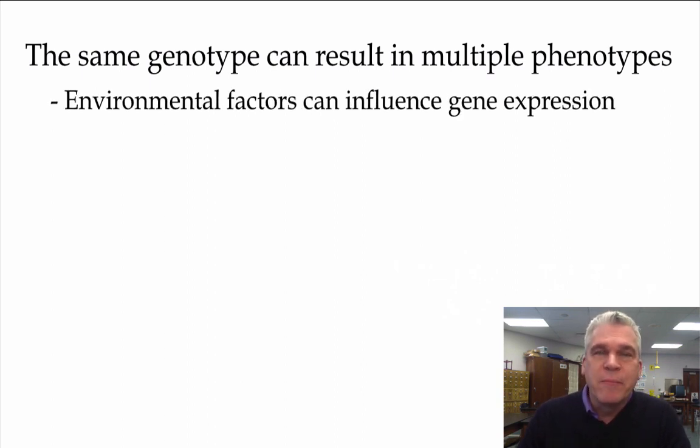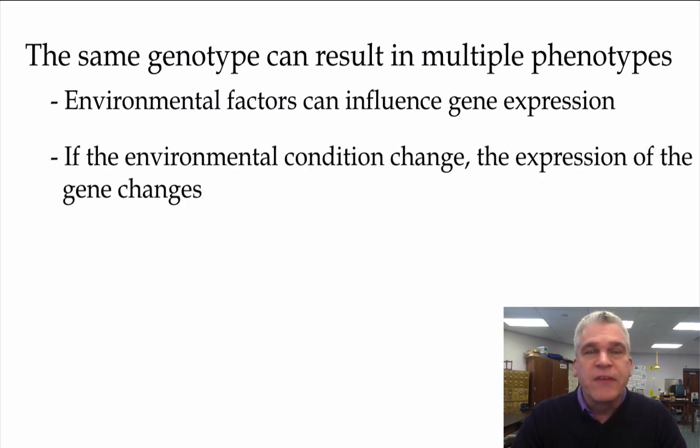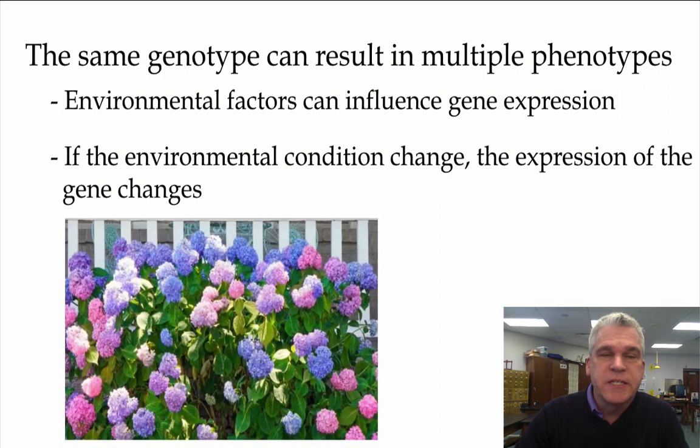We know that environmental factors can influence gene expression. If the environmental condition changes, then the expression of that gene will change. So for instance, here we see some hydrangeas. Now these flowers have a particular genotype for flower color, yet we see blues and pinks and different shades in between each one of those, and that is all based on the pH of the soil.